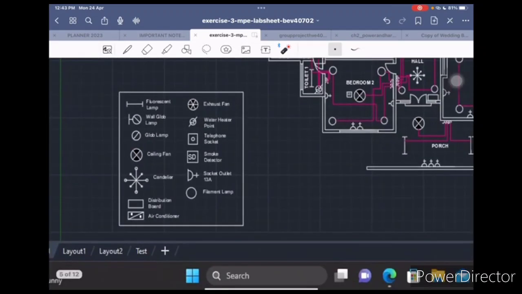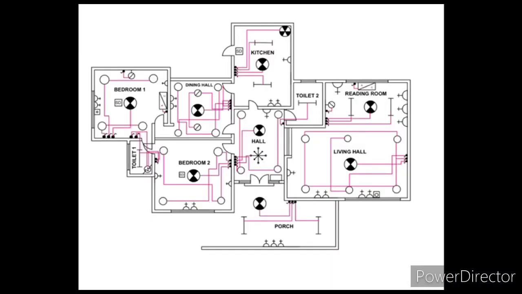So this is the reference of symbols. So lastly, this is our floor plan that has been converted to PDF.